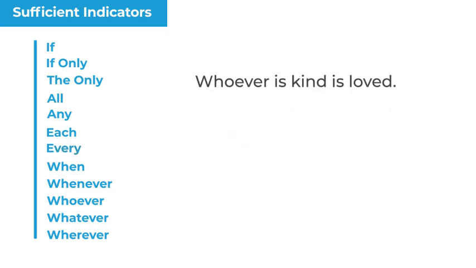What about this statement? Whoever is kind is loved. In this case, the word whoever introduces a sufficient condition. So the terms that we have to deal with are being kind and being loved. But the word whoever tells us that being kind is the sufficient condition and being loved is the necessary. So these words, these language indicators, they introduce their respective term, but you're not going to get one word introducing a sufficient condition and another word introducing a necessary condition. You're going to get a word that introduces sufficiency or a word that introduces necessity. The other term in the statement is just automatically implied to be the other.